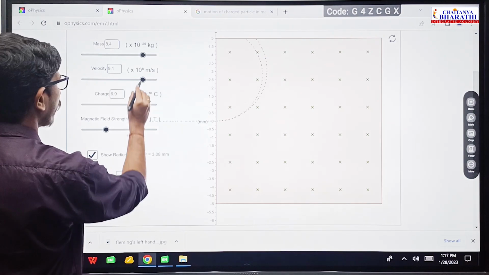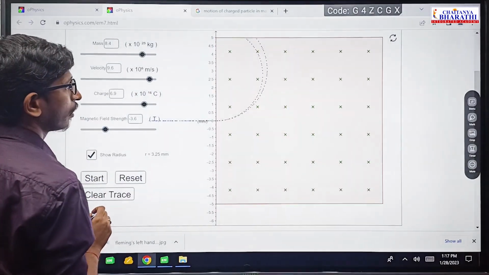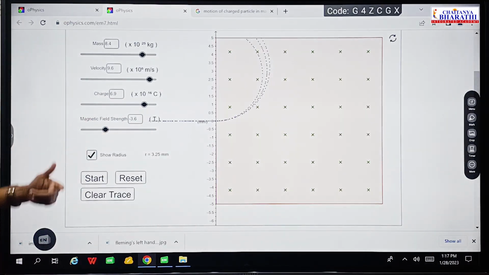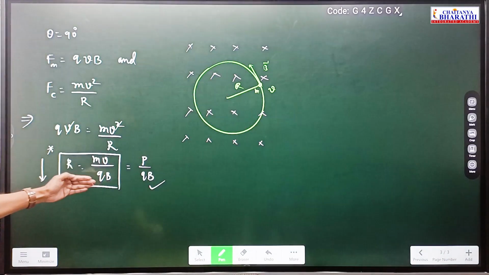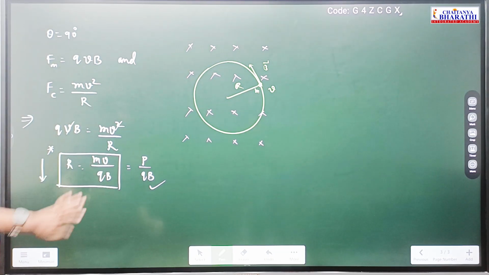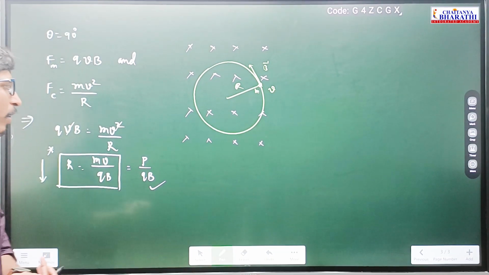If you increase the speed further, automatically what will happen? The radius increases, since r equals mv by qB. You can sense it all, r equal to mv by qB. This is one important relation where they can keep a lot of questions, right?